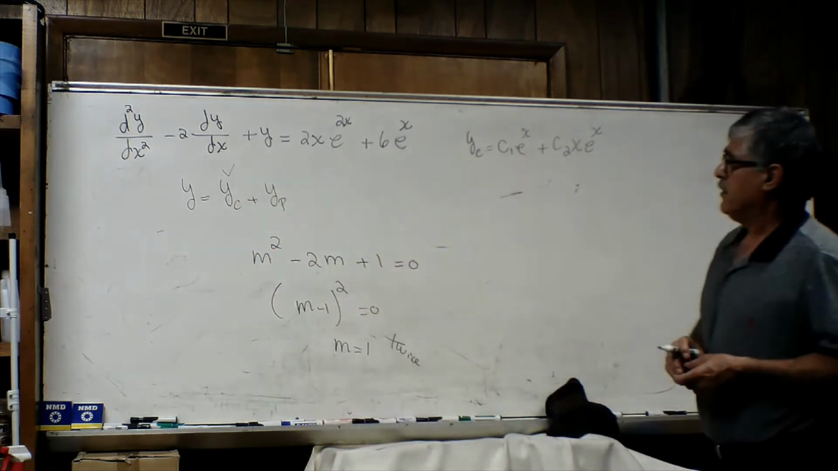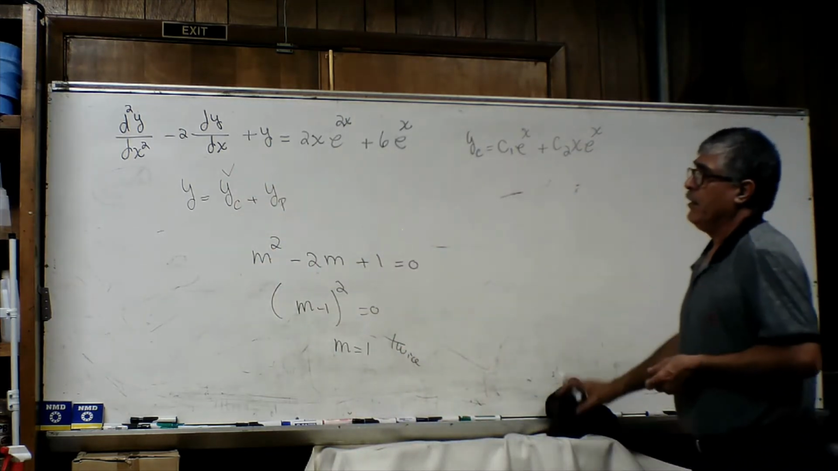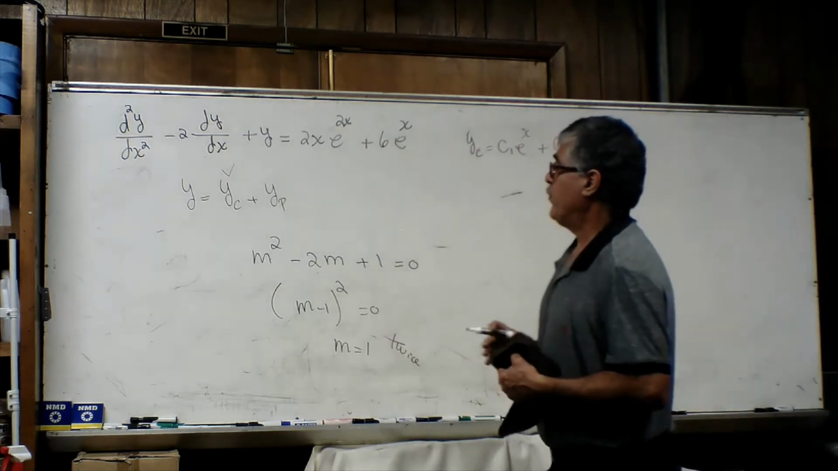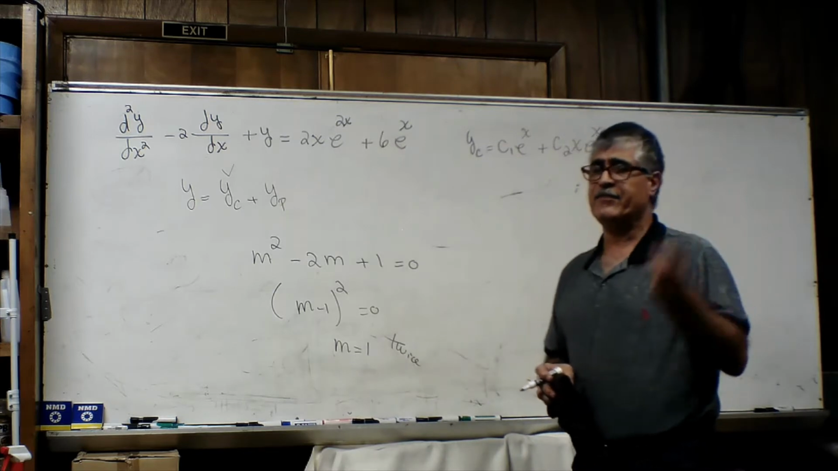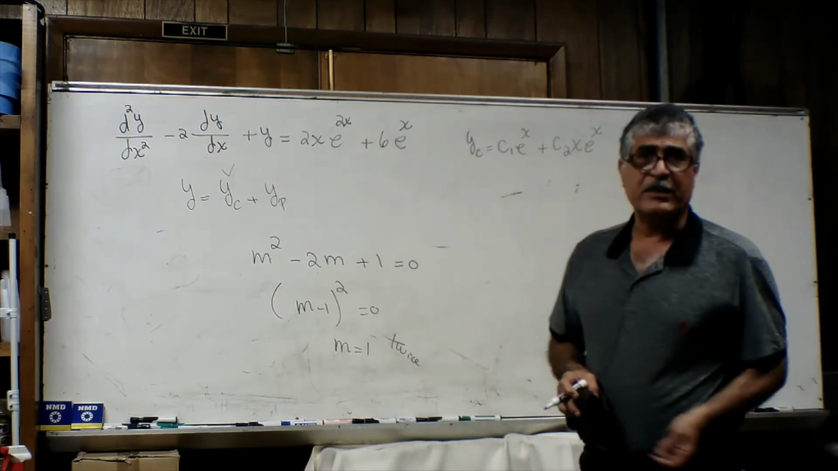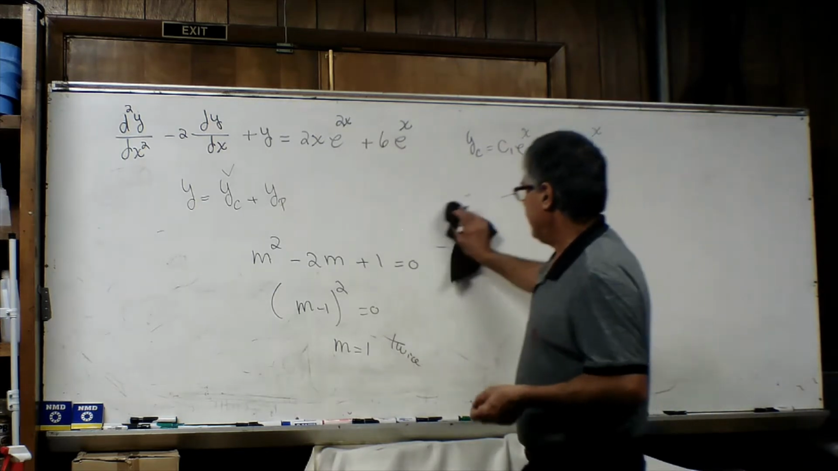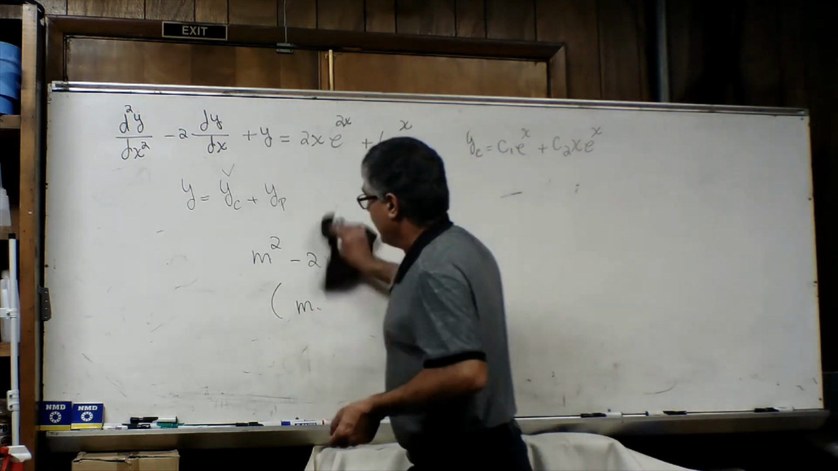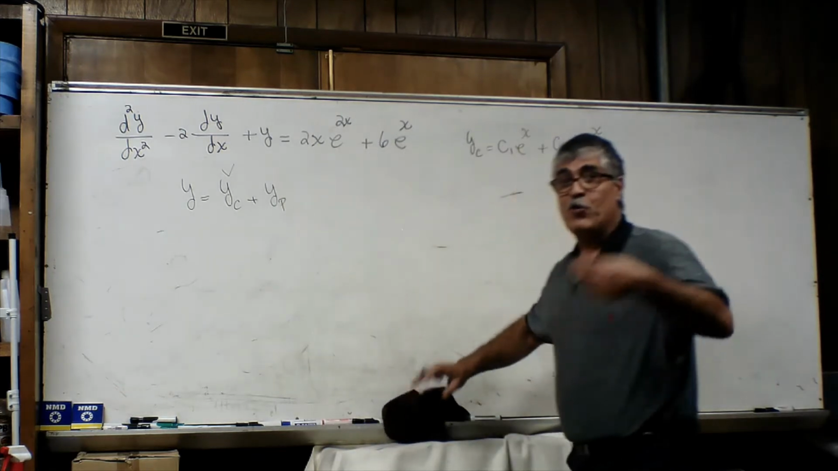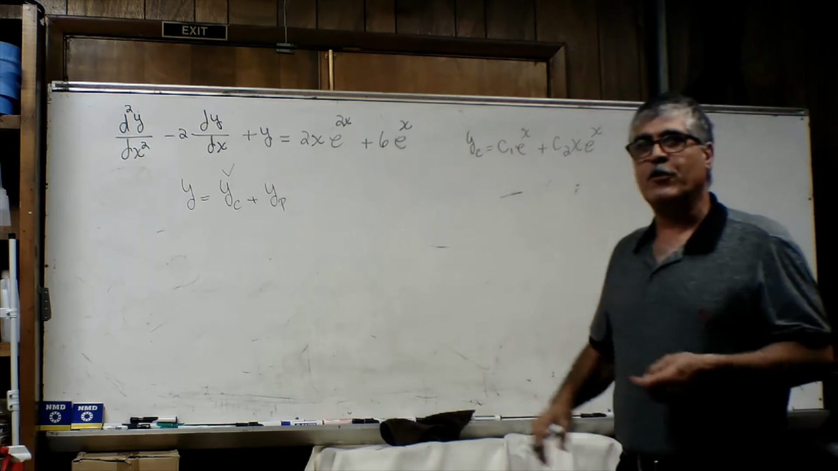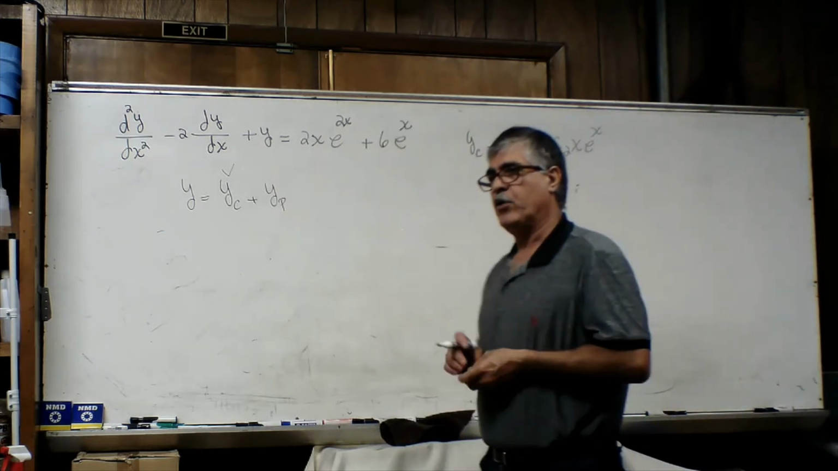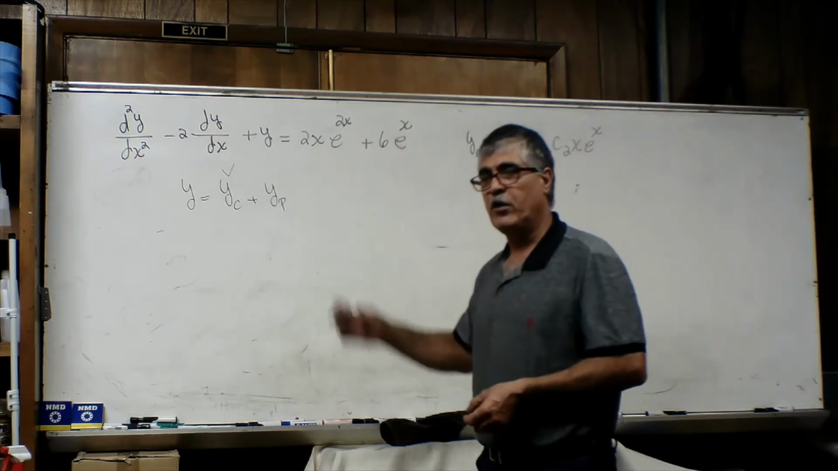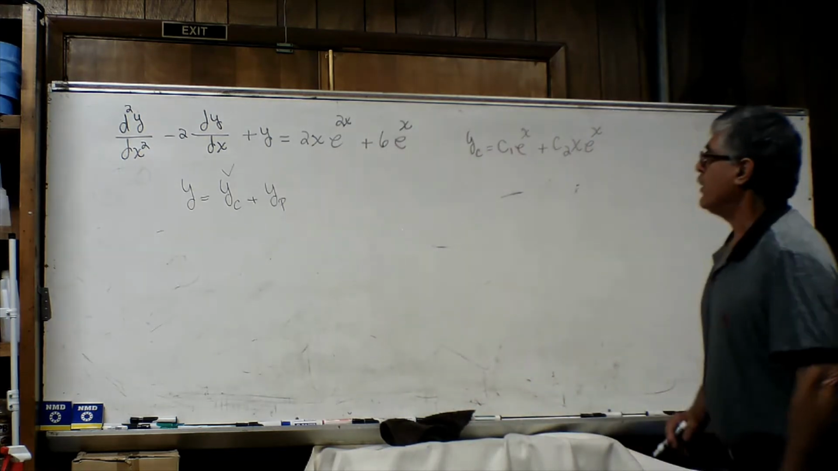And for yp, we need to assume a particular solution for the non-homogeneous portion, and this is where a lot of mistakes happen. As a matter of fact, all the requests on this type of equation have been right here, what to assume as a particular solution for the non-homogeneous portion.